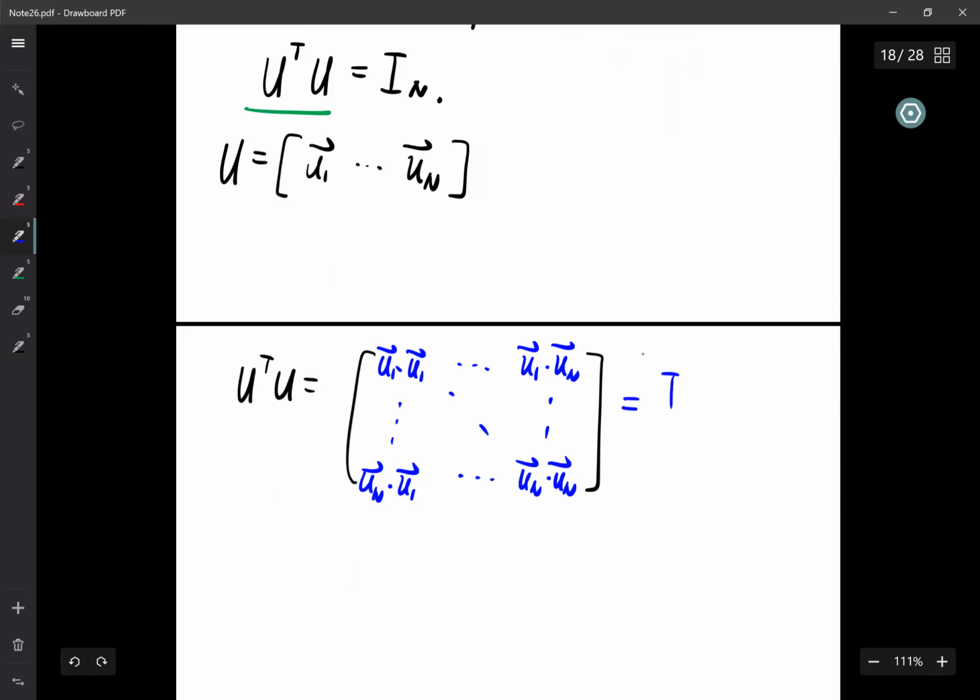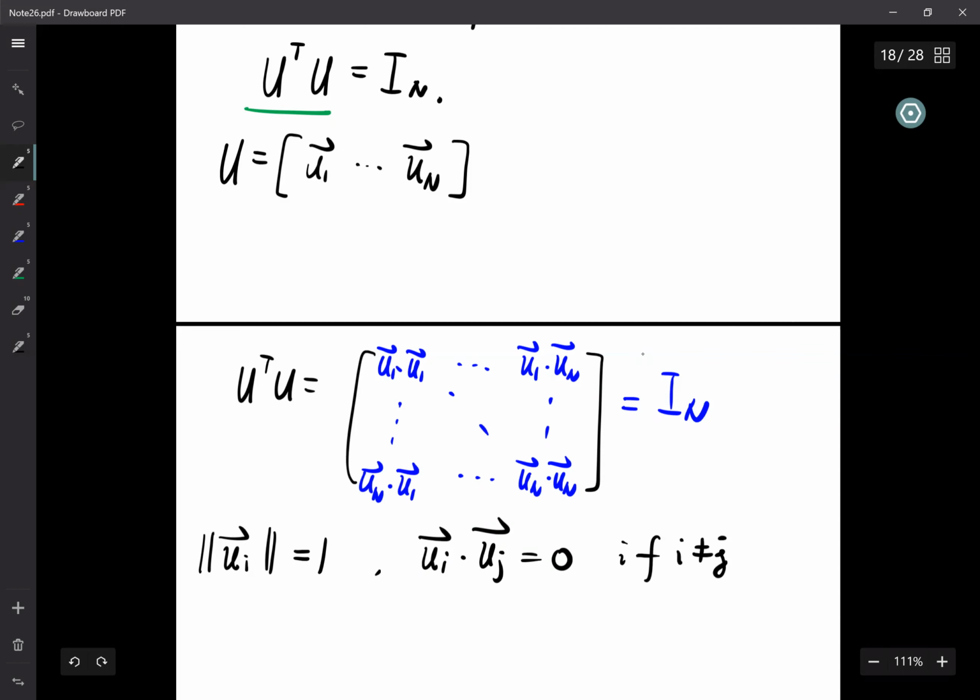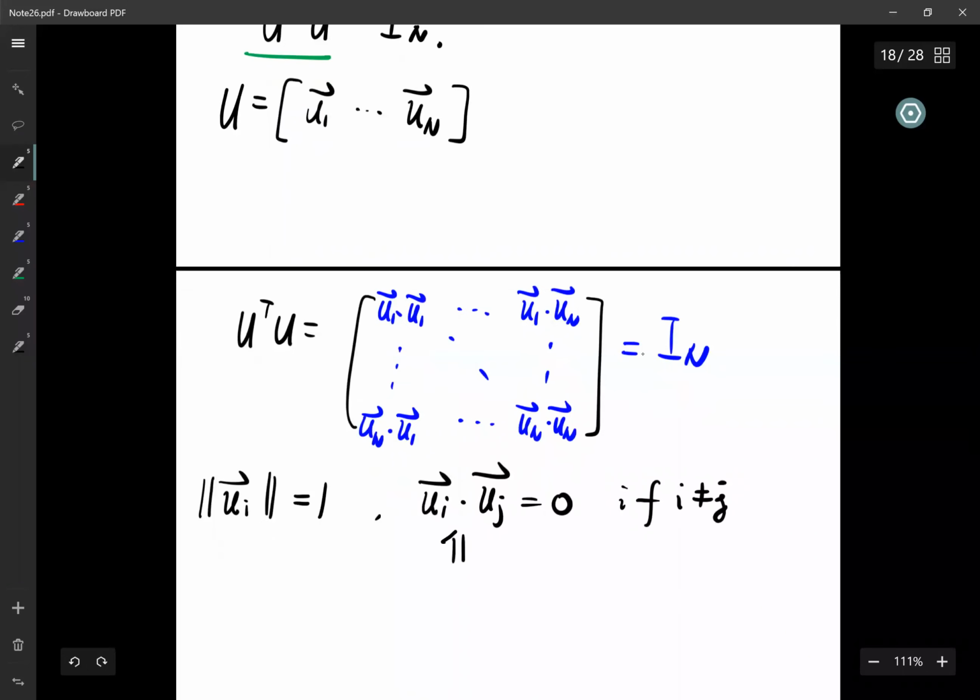If this is identity, what it means is that the length of each vector on the diagonal, they are 1. And ui dot uj is 0 if i is not equal to j, which means that ui is orthogonal to uj.